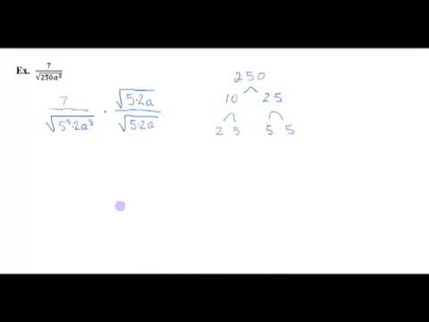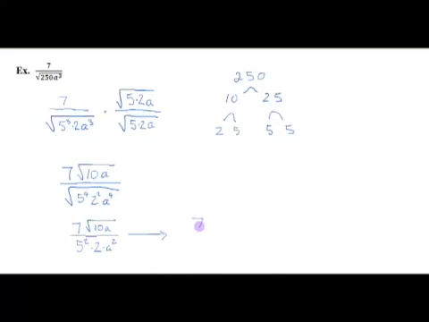Now we go ahead and multiply the numerator. We get 7 square root of 10a all over the square root of 5 to the 4th, 2 squared, a to the 4th. That gives me 7 square root of 10a on top. And on the bottom, the square root of 5 to the 4th is 5 squared. Square root of 2 squared is 2. And the square root of a to the 4th is a squared.